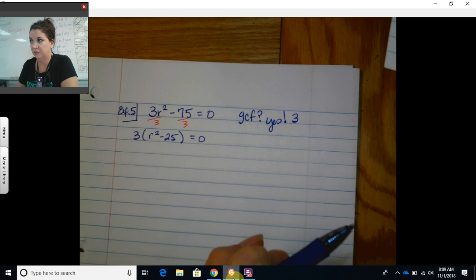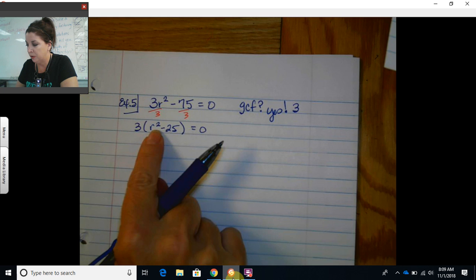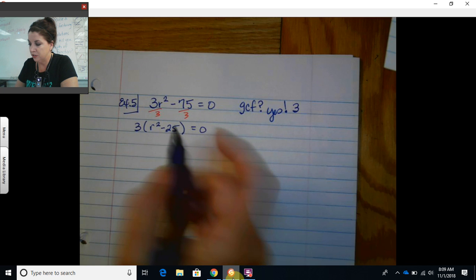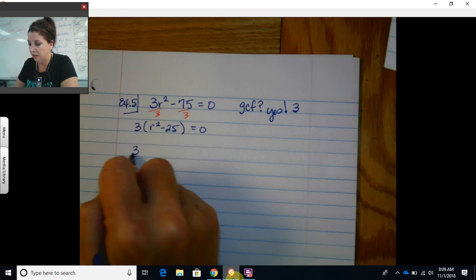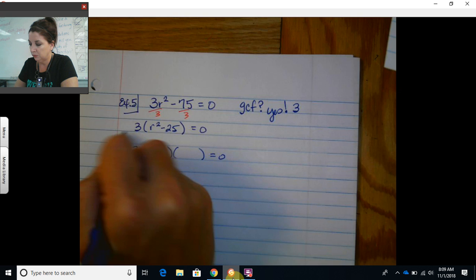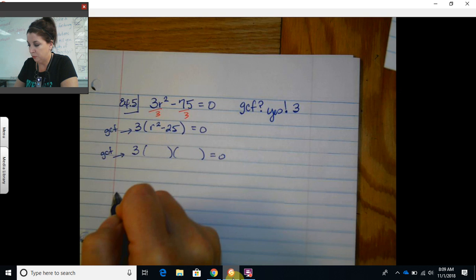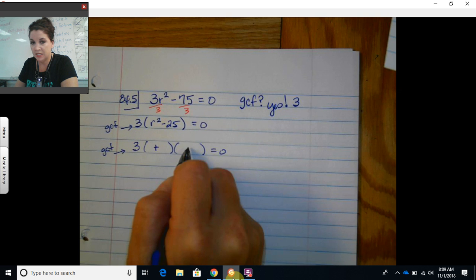What do you notice about what's inside the parentheses? Difference of two squares, right? Perfect square minus a perfect square. It just so happens to look just like the last problem we did. So if it's a difference of two squares, don't forget your GCF on the outside. Make two sets of parentheses. You put a plus in the middle of one, a minus in the middle of the other.